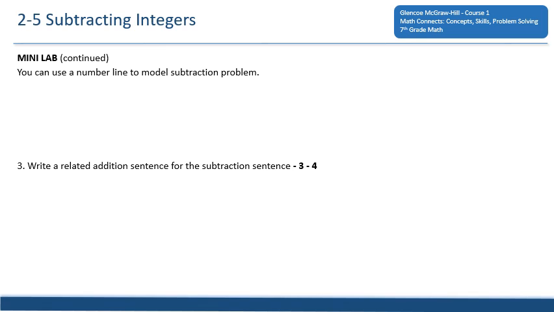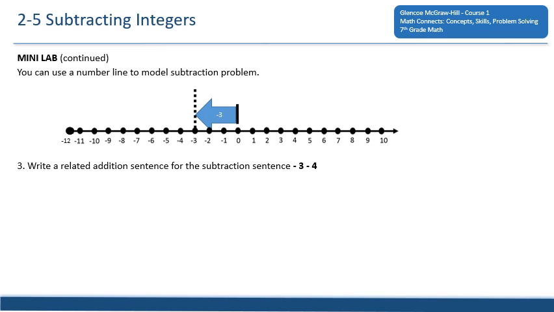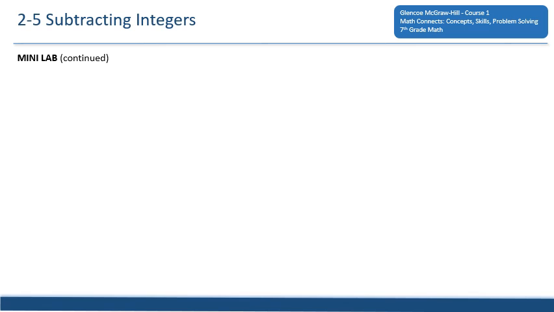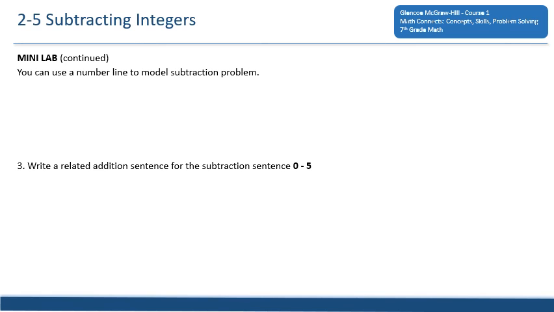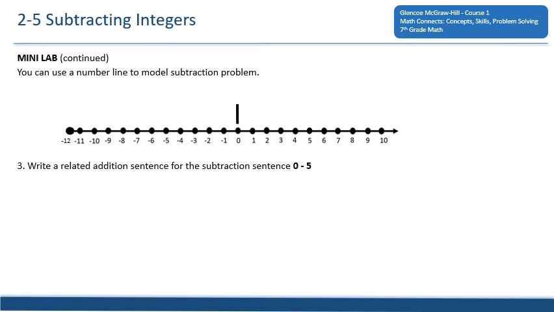And this time we're going to write an addition sentence for the subtraction sentence -3 minus 4. So if we start at 0, go to -3, and then we go 4 more, -4, that's going to equal -7. And if we make this an addition sentence, it's going to be -3 plus a -4. And see how we have -3 plus a -4 equals a -7. And we'll write an addition sentence for the subtraction sentence of 0 minus 5. If we have our number line, we're at 0, so we need to take away 5 or add a -5, and we end up at -5. So 0 plus a -5 is how you would write that as addition.